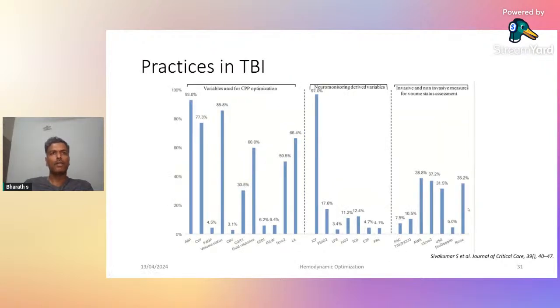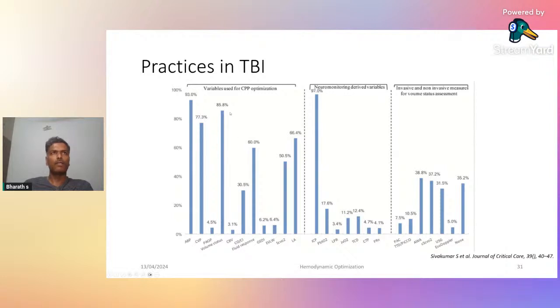In contrast to SAH, if you see, the use of ICP monitoring is much higher in them, and other monitors, TCD and so on, are much lower. ICP becomes the most important monitor which we use in TBI. And the use of an arterial line here is also high, because most of them are in a critical stage where they require continuous arterial blood pressure.